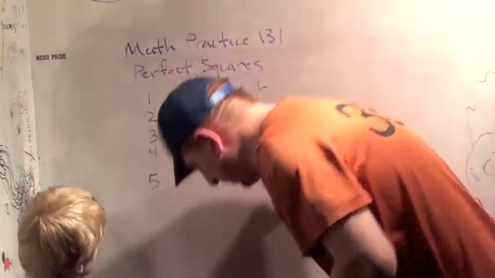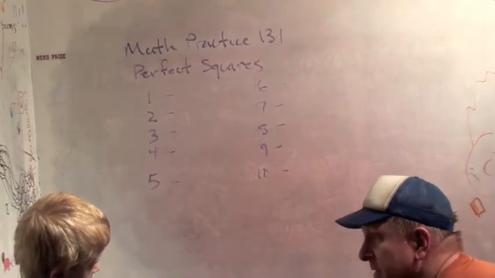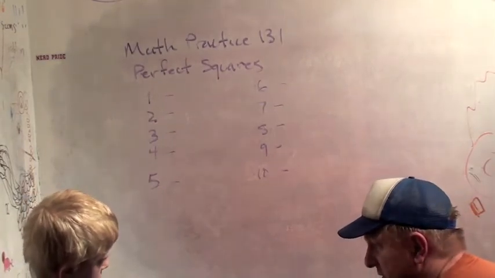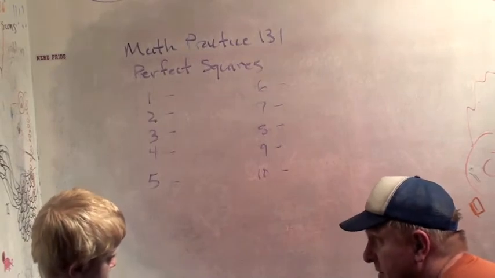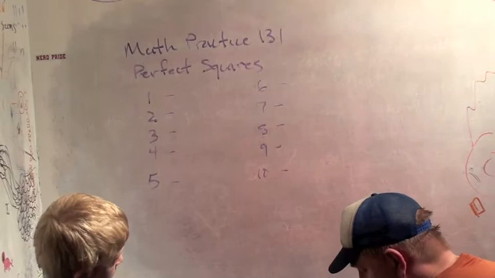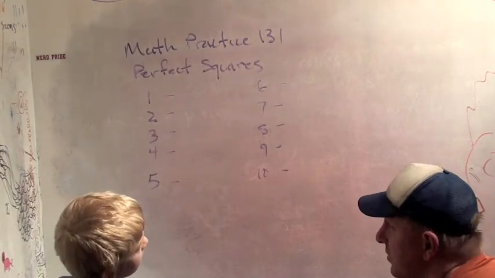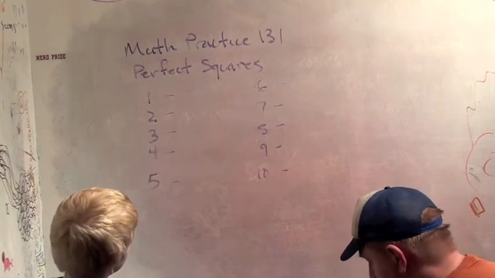Alright, so I thought we would do a little review before jumping into the next section of Beast Academy, because the next section is learning how to square numbers that are multiples of 5. But if we're going to learn how to square numbers that are multiples of 5, we may as well talk about perfect squares first. Okay, so what does it mean to be a perfect square?